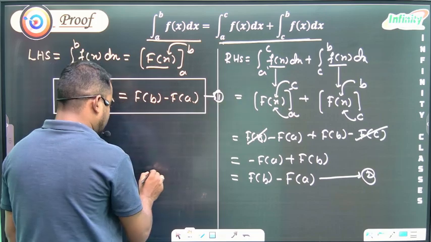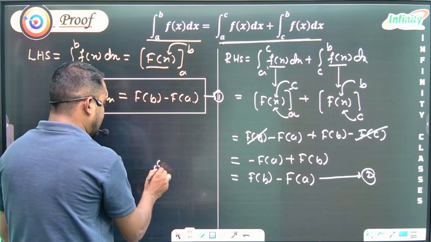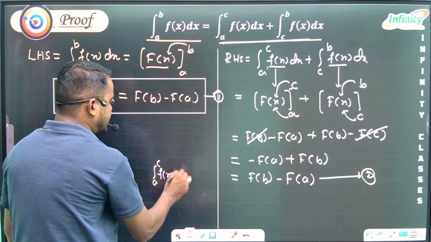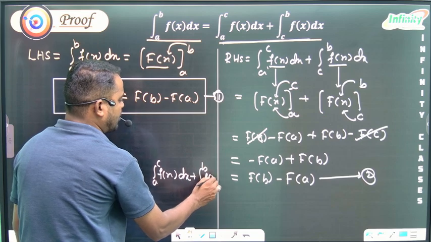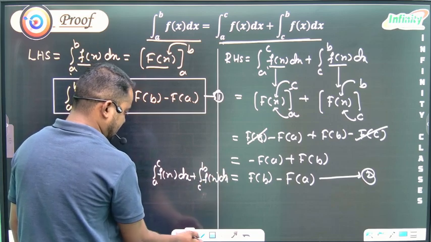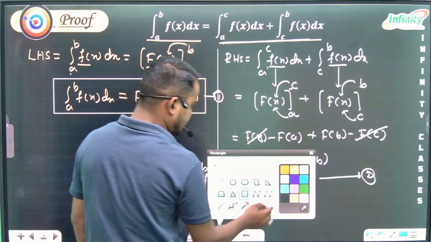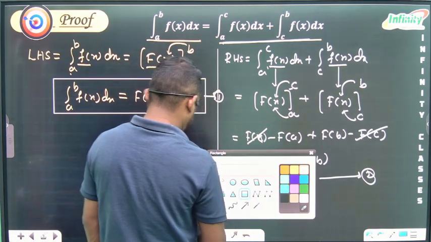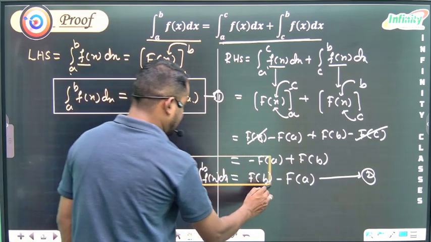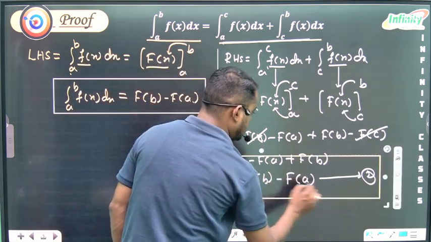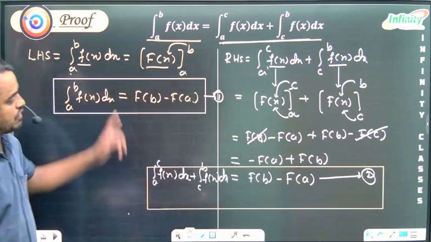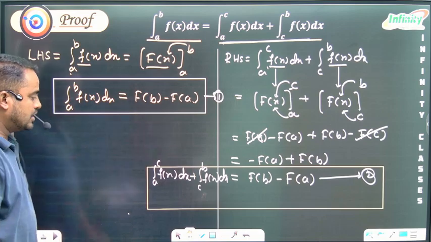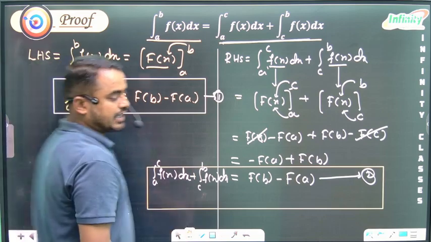So what is our RHS here? That is integration of a to c f of x dx plus c to b f of x dx. Here LHS and RHS are equal. Observe equation 1 and equation 2, both are equal. I am writing this in the next slide.